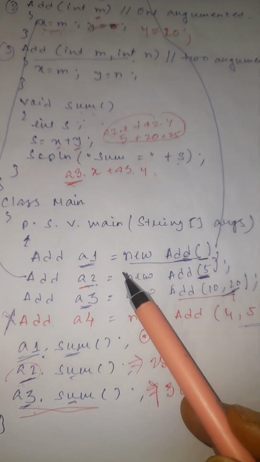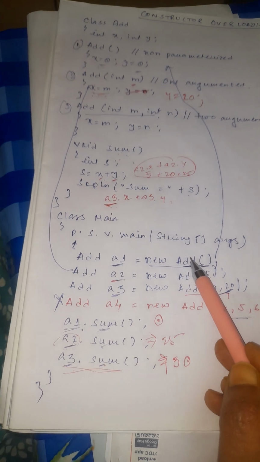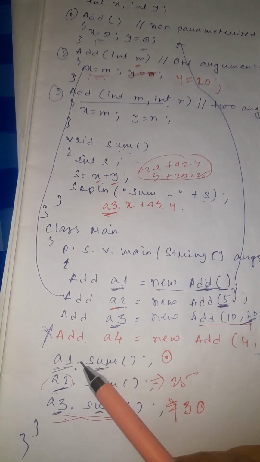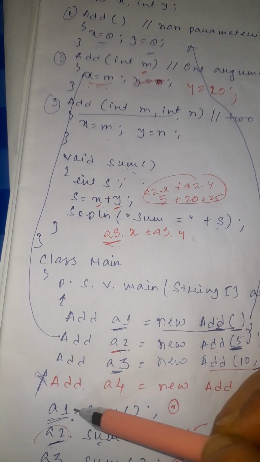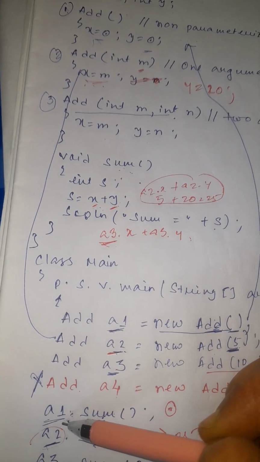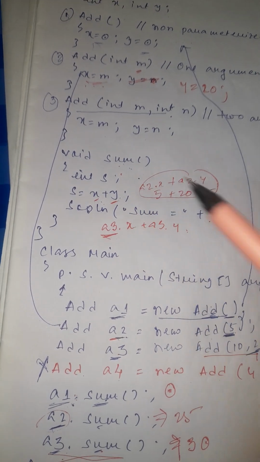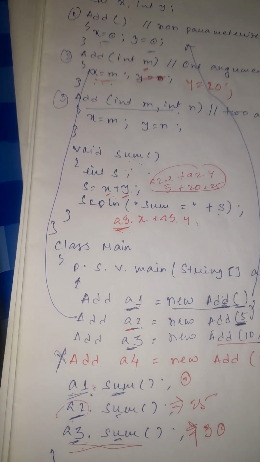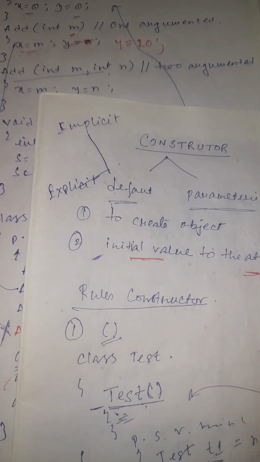Clear? So when the constructor is called at the time of the object creation, the matching constructor will be called, and then this sum method will be called with the help of which object? As per your calling object, the member method will be for this object. When you call with the help of a1, then x and y will be a1's. Why? Because they are the instance variables. So this one is the attribute of the object. Constructor is used to initialize the value of the attribute of the object. Clear? This is the purpose of the constructor.